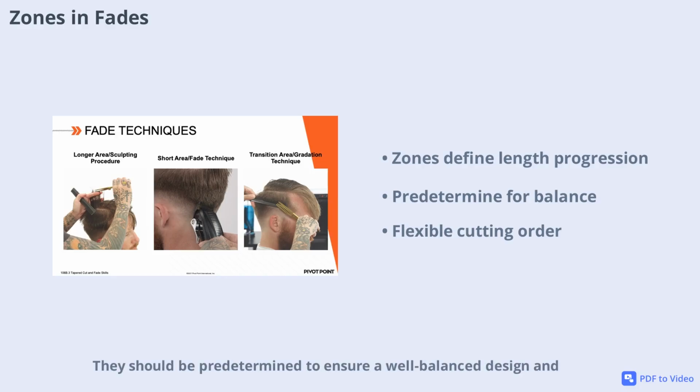Zones define a progression of lengths and the amount of transparency achieved in a fade. They should be predetermined to ensure a well-balanced design and can be cut in different orders, either from shortest to longest, longest to shortest, or starting with the shortest, then cutting the longest and working upward with zones in between. Understanding how to establish and work with zones is key to achieving consistent, professional fades.